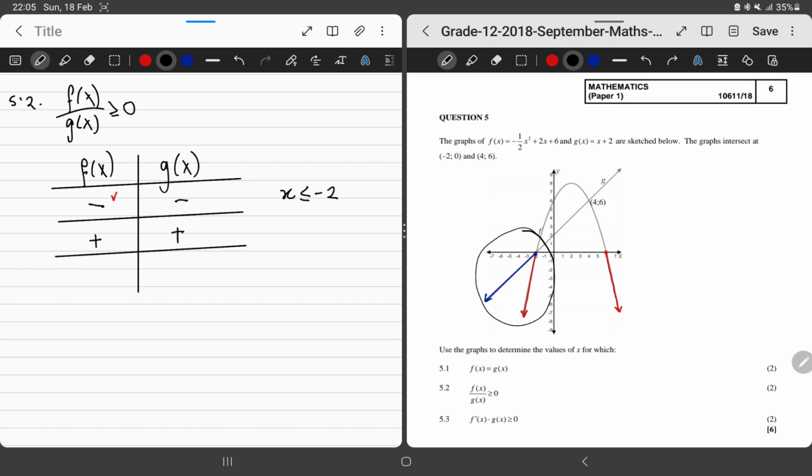However, it is very important to note that g of x is at the denominator. We cannot divide by 0, because then we would have an undefined solution. Let's go back to our sketch. Notice how when x is equal to -2, g of x is equal to 0. So the y value when x is equal to -2 is equal to 0. So we cannot include that solution -2. x should just be less than -2.